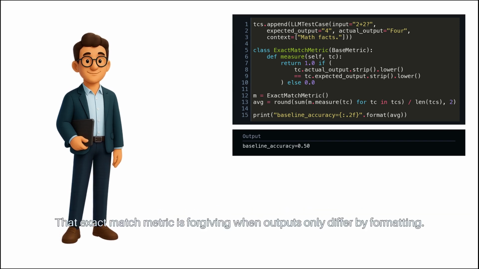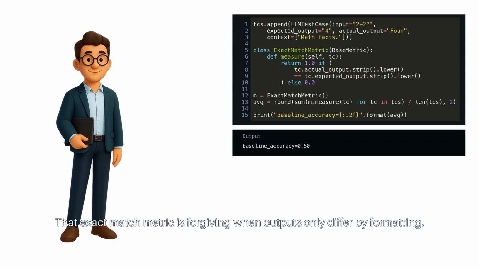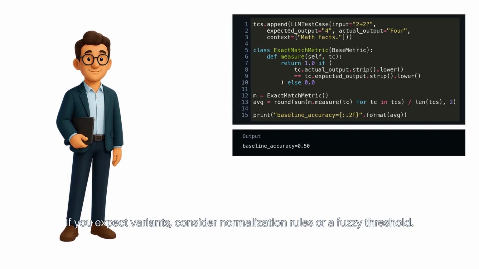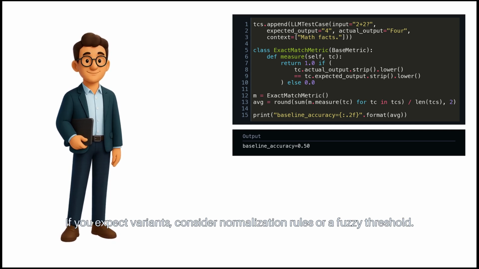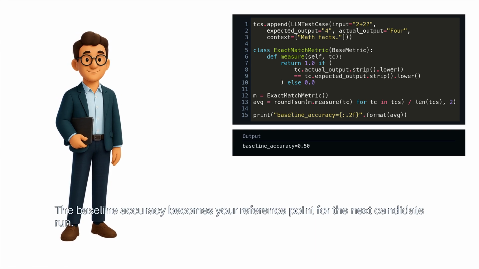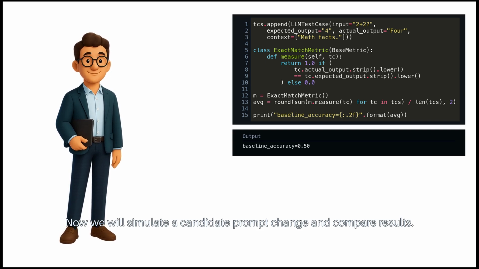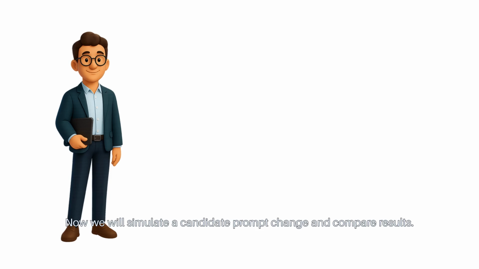That exact match metric is not forgiving when outputs only differ by formatting. If you expect variance, consider normalization rules or a fuzzy threshold. The baseline accuracy becomes your reference point for the next candidate run. Now we will simulate a candidate prompt change and compare results.